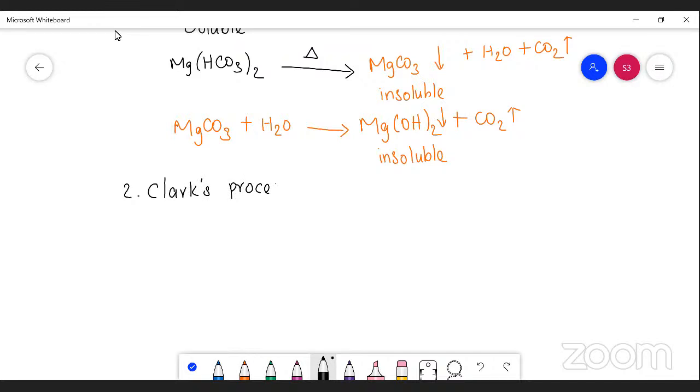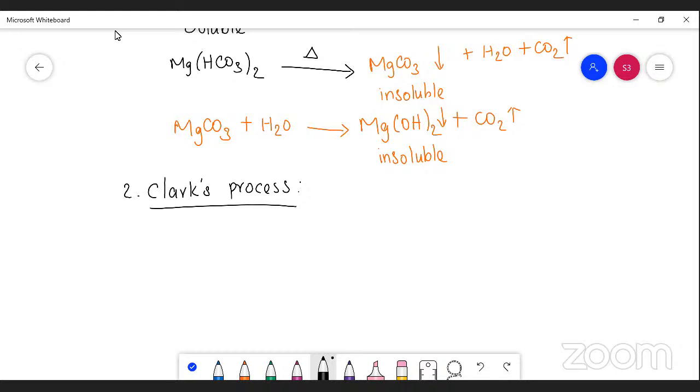So in this clad process, what will be done? Here, in this clad process, we are adding washing soda. So here, we are taking lime. You know that washing soda, if you are adding it, removes the temporary and also the permanent hardness.